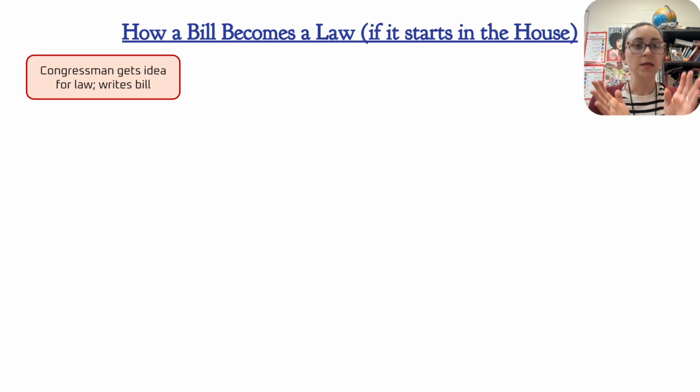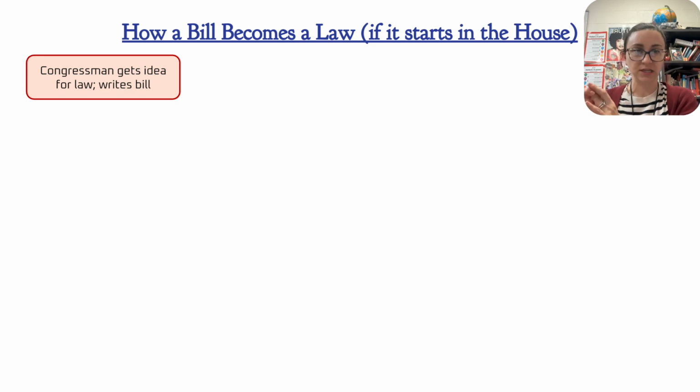Now, a bill can start in the House or the Senate, which just means that a person in the House, a representative, or a senator from the Senate can write a bill, okay, with the exception of a budget bill or money, taxes, things like that. That has to start in the House. But everything else, generally speaking, can start in the House or the Senate. So let's say we're starting in the House.